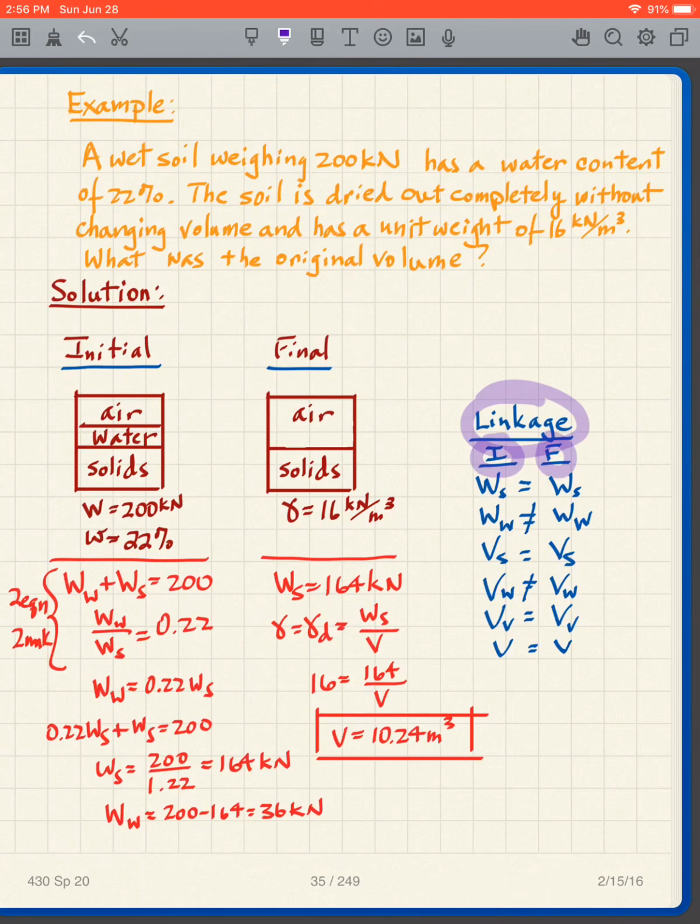Now I have weight of the solids, weight of the water. Volume of the solids, volume of the water. Then volume of the voids. Now I've got total volume as well. So I've listed my weights and volumes, and then I just have to decide, are they equal or not equal?